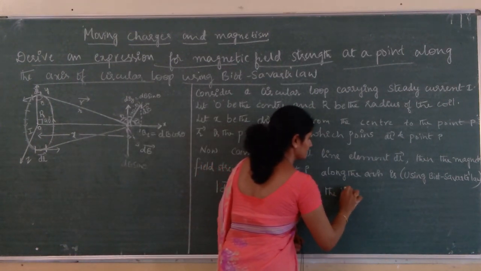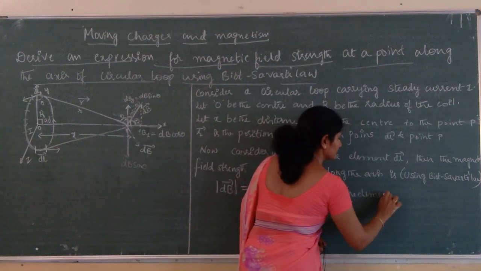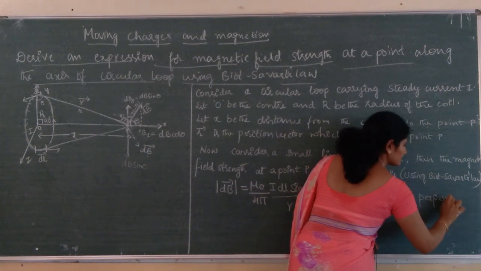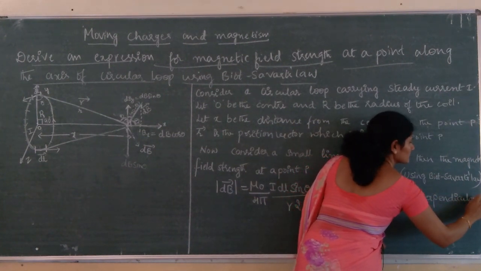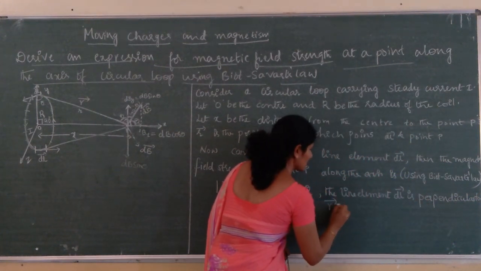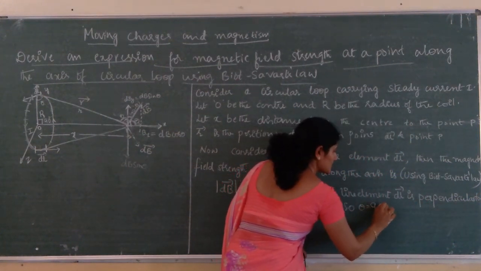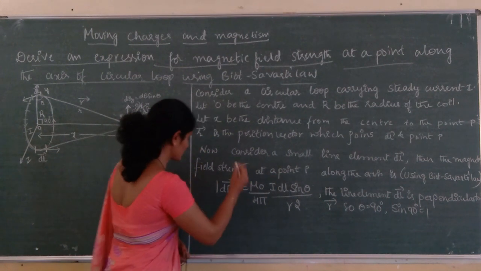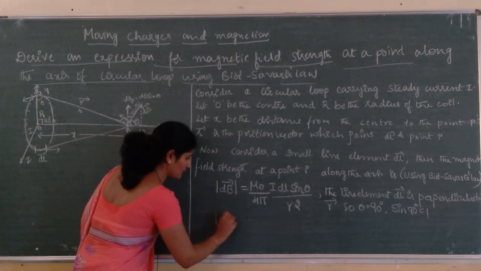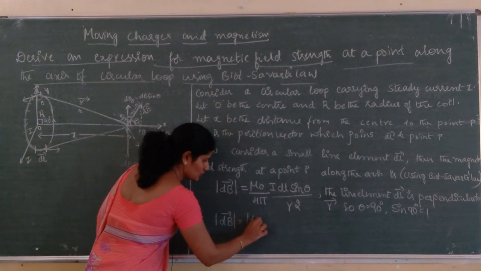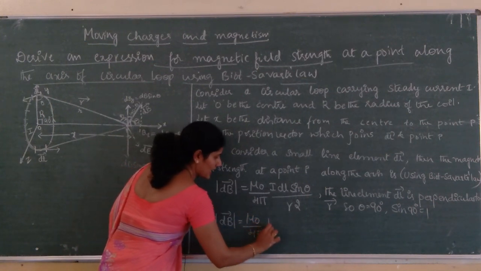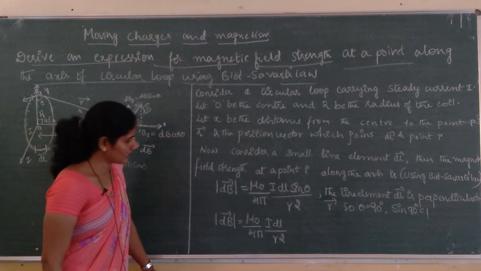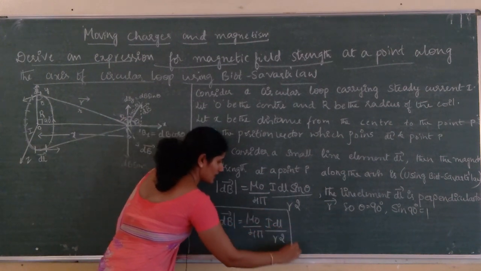The line element dl vector is perpendicular to r vector. So, theta is equal to 90 degree, sin 90 is 1. So, the expression becomes magnitude of dB vector is equal to mu naught by 4 pi I dl divided by r square.